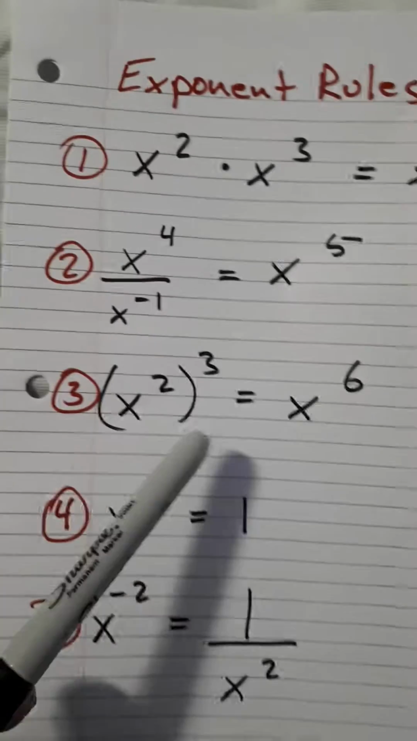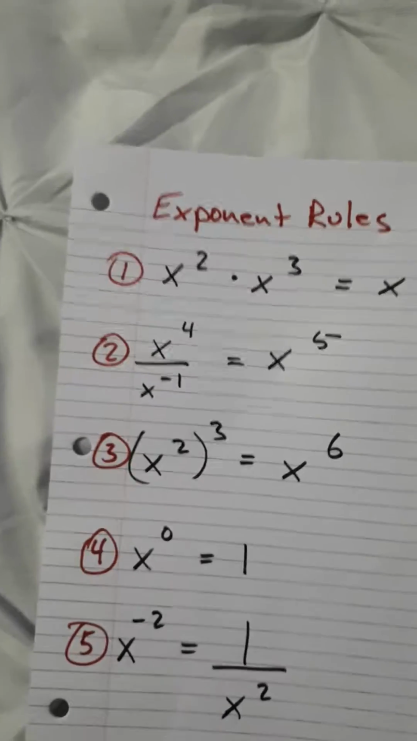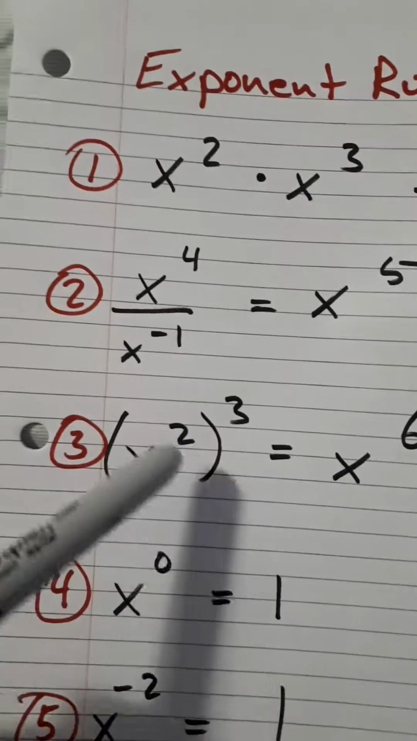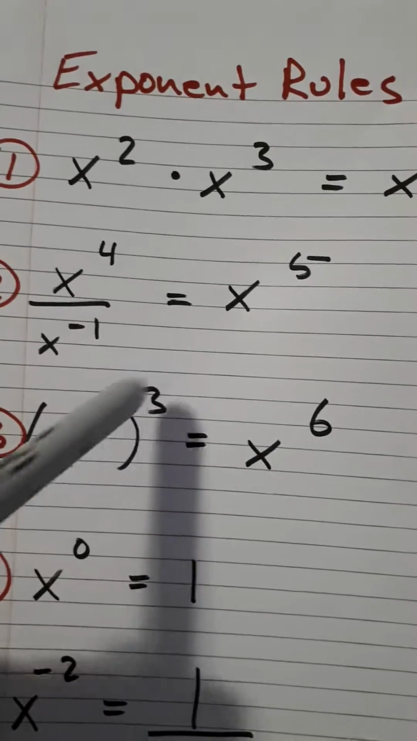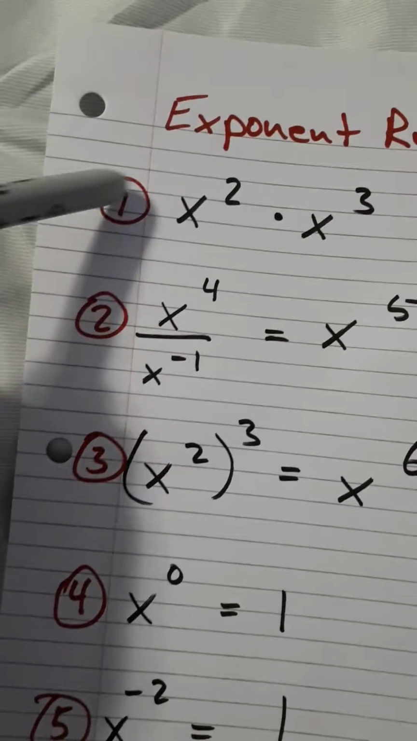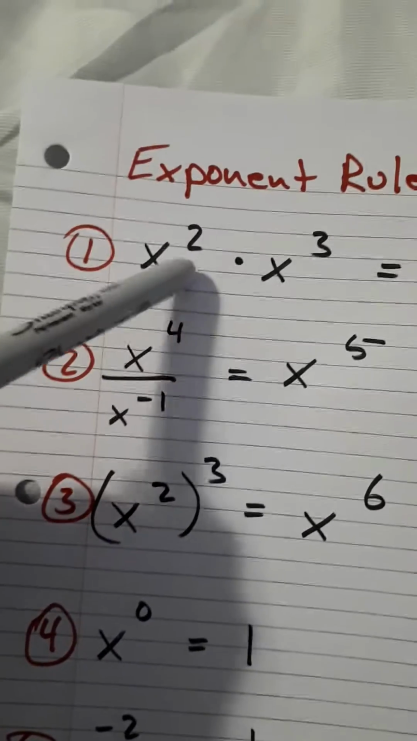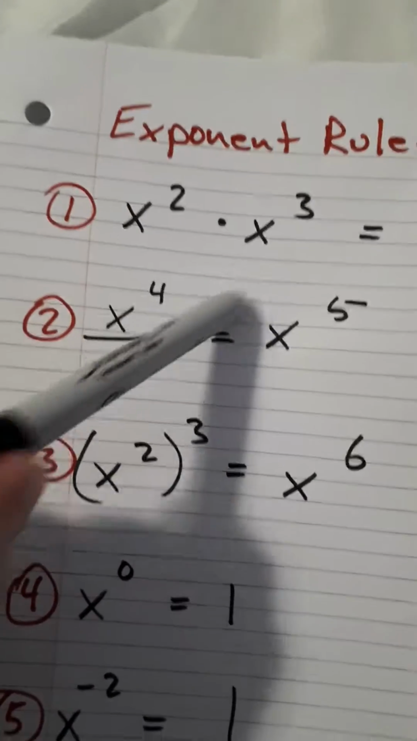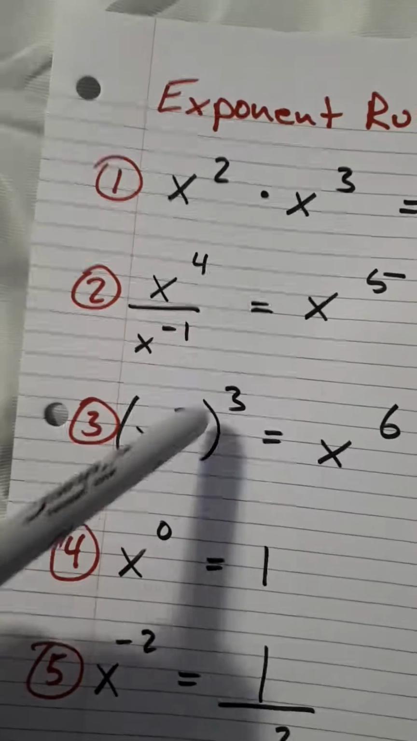Back to the rules, so we got a couple more. The next one is the power rule. Whenever we have an exponent that's raised to another exponent, we basically just multiply them. So 2 times 3 is 6. Now don't confuse the power rule with the product rule. A lot of people do that. The product rule, we add the exponents because we're multiplying two exponents with the same base. Here it's just an exponent raised to another exponent, so you got to multiply.